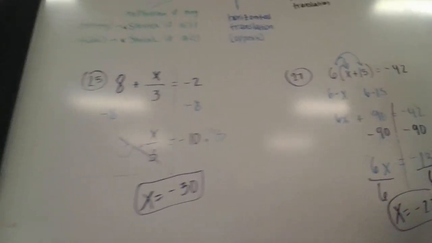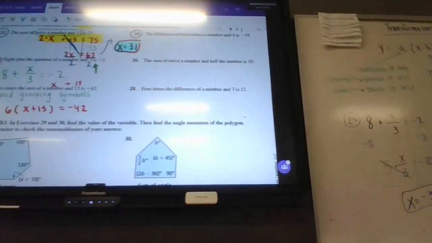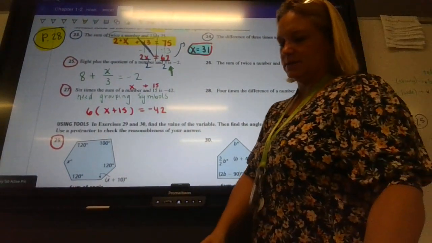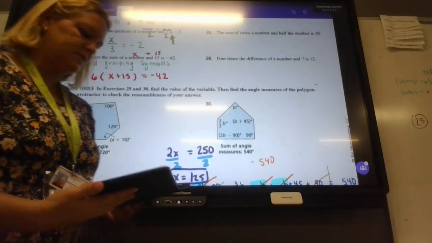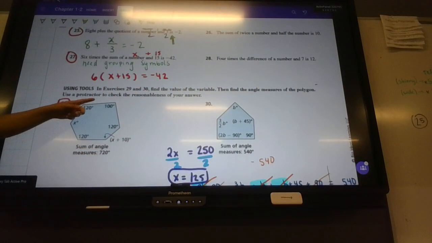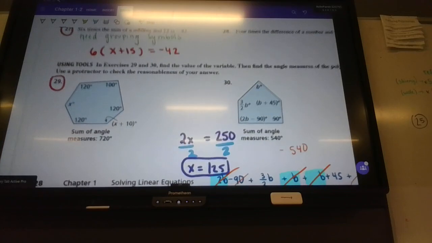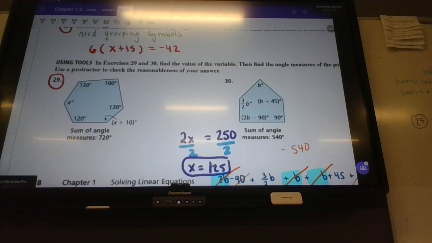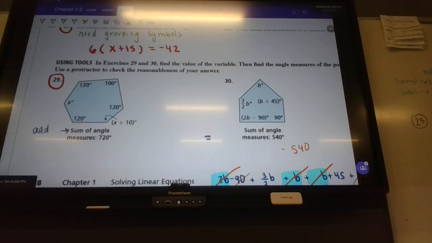All right, let's look at this geometry application. This is a polygon, and let's say it says the sum of the measures is 720. So we have 1, 2, 3, 4, 5, 6 angles in this polygon. Let's find what x is. So we know sum means if you add all the angles together, it should equal 720. Where do y'all want to start? Jimmy, where do you want to start?